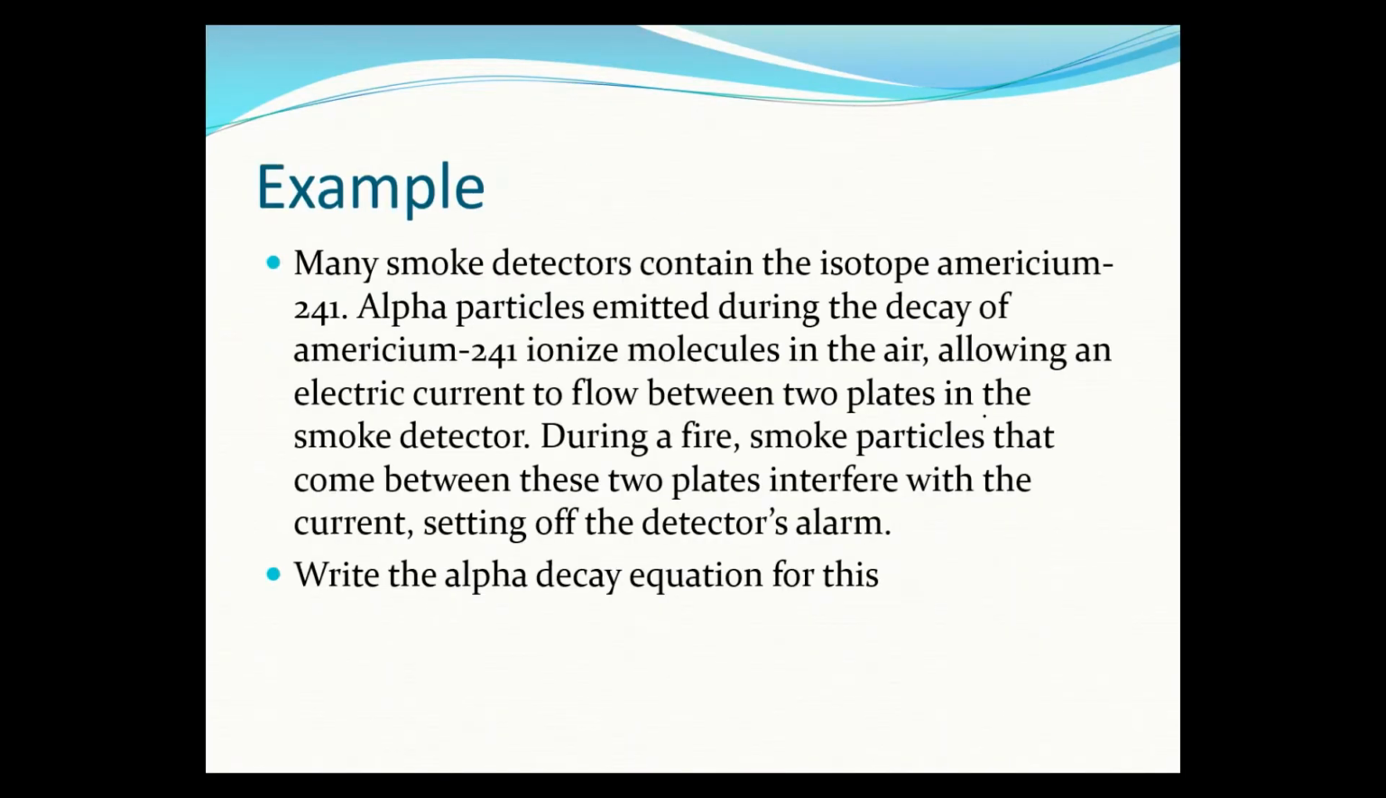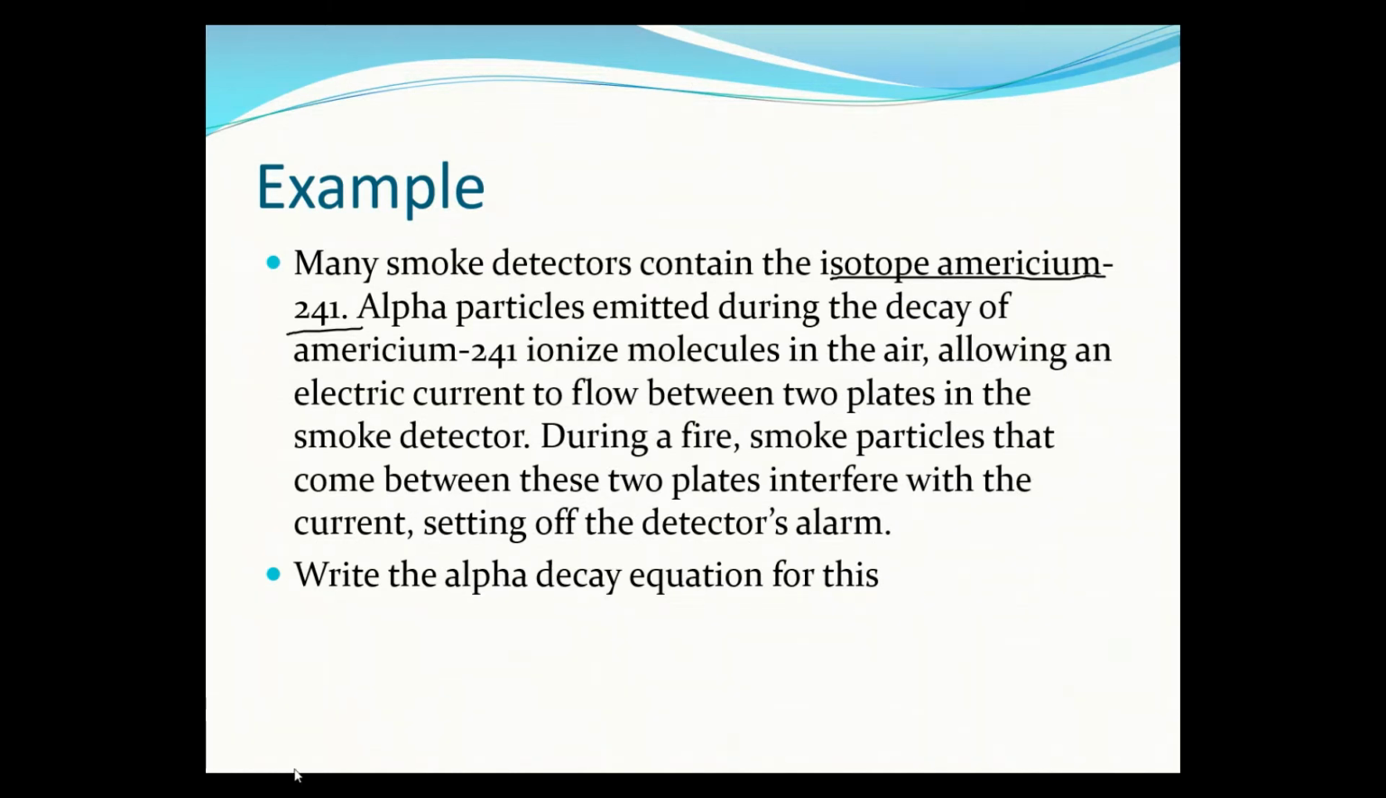So let's do an example. Many smoke detectors contain the isotope americium. Kind of looks like mercum, but it's americium. Alpha particles emitted during the decay of americium will ionize and allow an electric current to flow between 2 plates in a smoke detector. During a fire, smoke particles come between the 2 plates and interfere, cutting off the detector's alarm. Write this alpha decay. Okay, so lots of extra information here.